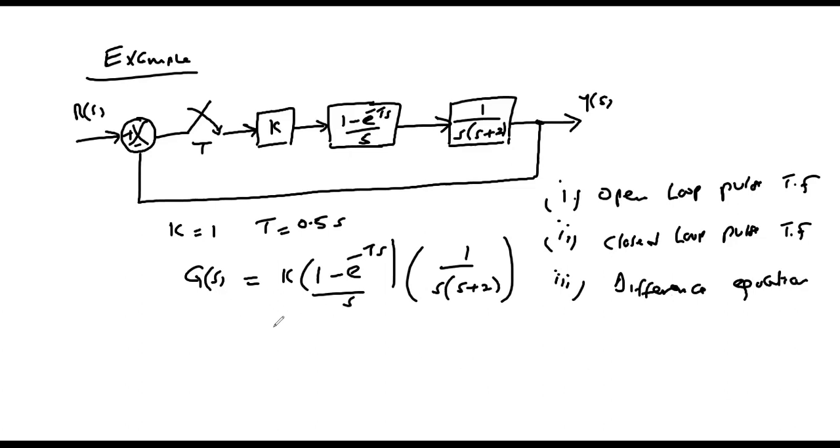Our open loop transfer function, we can proceed and determine this to be equal to K, but because K is 1, our open loop transfer function can be written as 1 minus exponential negative TS multiplied by 1 over S squared into S plus 2.